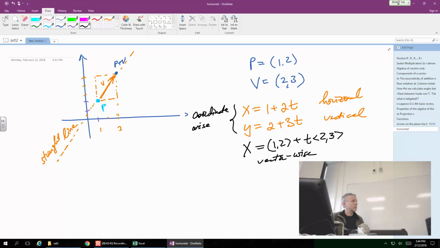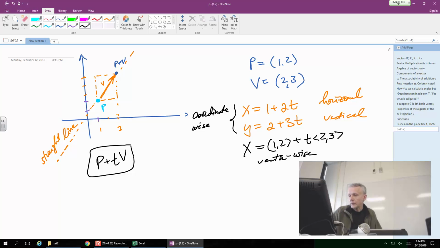Which one is better? I hope to convince you that vector algebra is better, okay? Especially when you go to higher and higher dimensions, then this P plus tV representation is fully applicable to any dimension. That's the power of vector algebra. You don't have to worry about how many dimensions are behind each of these two vectors P and V. It works out.